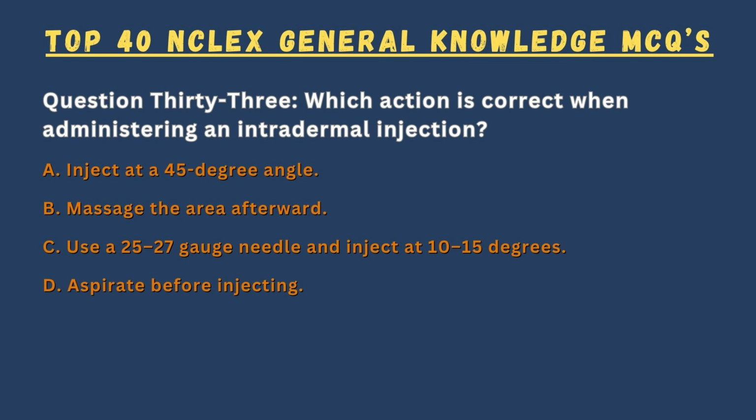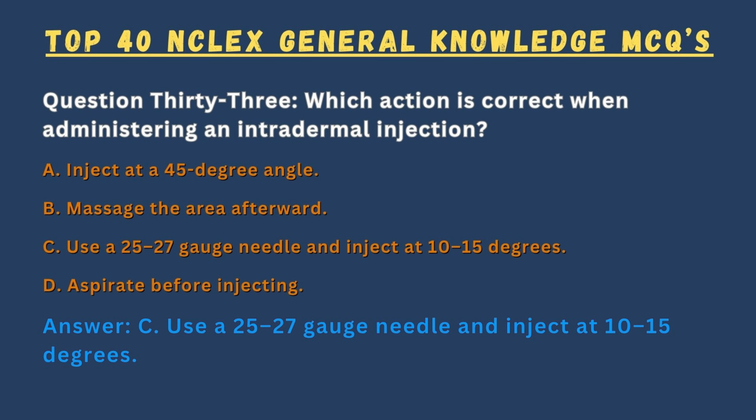Question 33. Which action is correct when administering an intradermal injection? A. Inject at a 45-degree angle. B. Massage the area afterward. C. Use a 25 to 27 gauge needle and inject at 10 to 15 degrees. D. Aspirate before injecting. Answer: C. Use a 25 to 27 gauge needle and inject at 10 to 15 degrees.